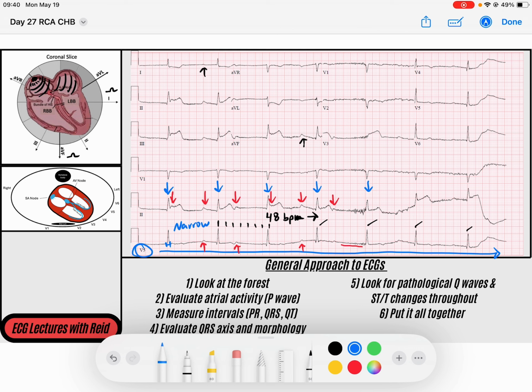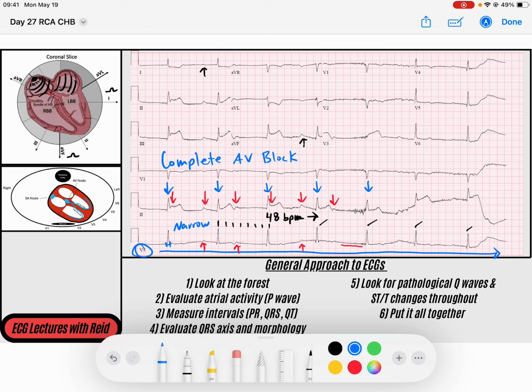This is a complete AV block, or a complete heart block. Remember that in complete heart block, the atrial rate will be regular, and the ventricular rate will be regular, but the ventricular rate will be slower than the atrial rate, and that's pretty good for a definition of a complete heart block. Now, what is causing this complete heart block?